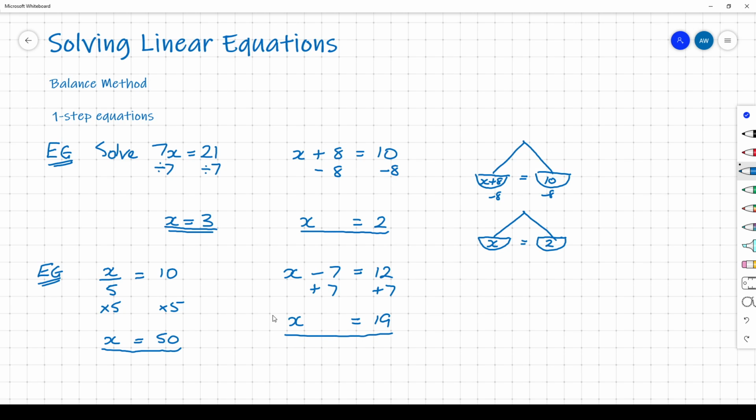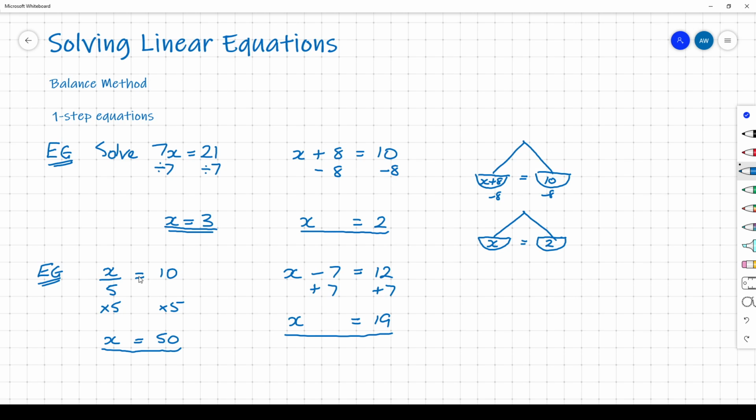Okay, so there's 4 very basic equations there. One involving a multiplication to start off with, and to get rid of times 7, we divided by 7. I want to see if you notice something here. To get rid of plus 8, we subtracted 8. To get rid of divided by 5, we multiplied by 5. And to get rid of minus 7, we added 7.